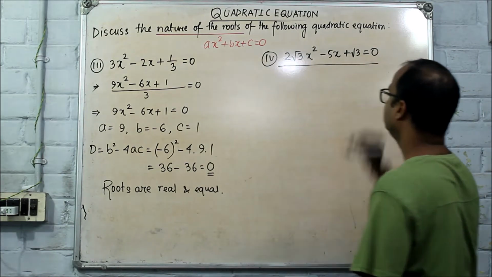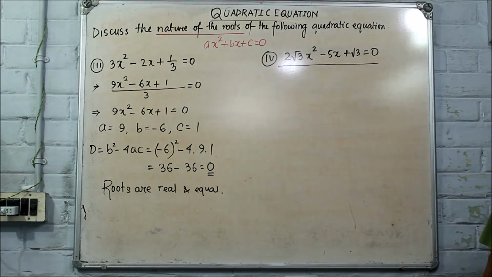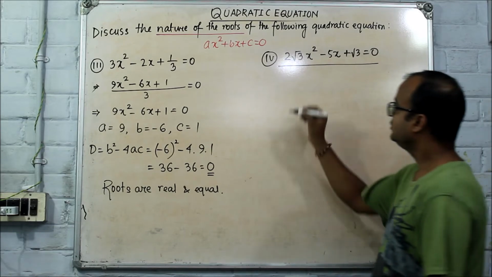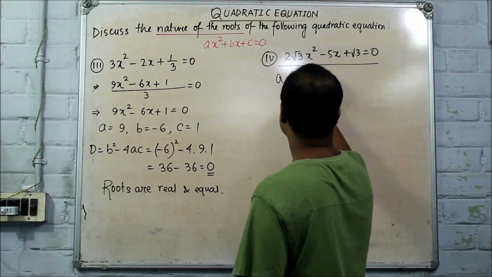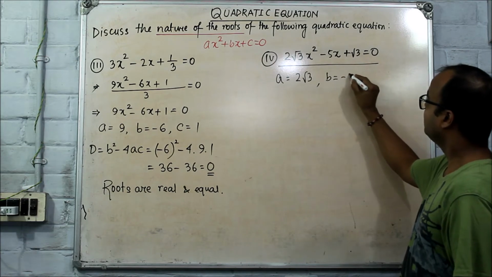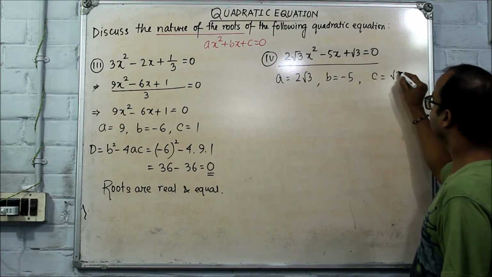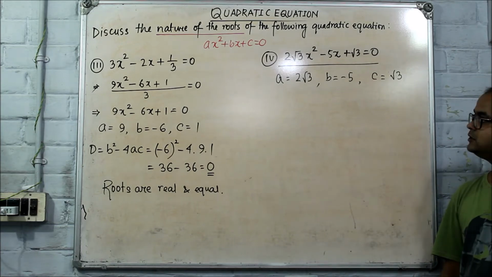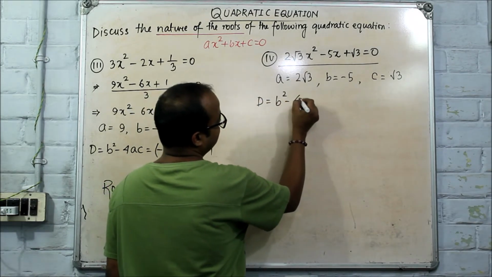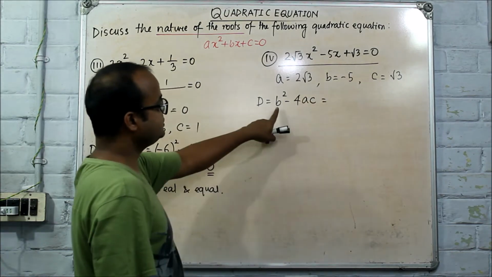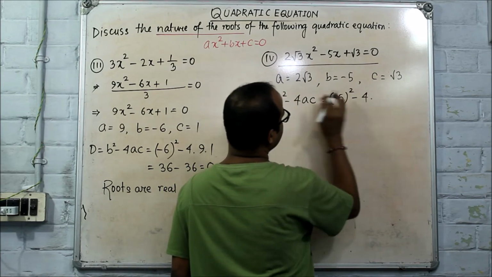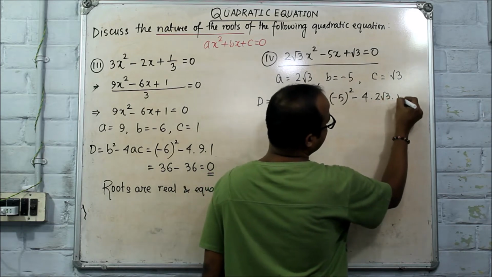Let us discuss this problem. 2 root 3 x square minus 5x plus root 3 is equal to 0. So if you compare with ax square plus bx plus c is equal to 0, you get a is equal to 2 root 3, b is equal to minus 5 and c is equal to root 3. Now apply the formula d is equal to b square minus 4ac. So b square, substitute the value of b as minus 5 square minus 4 into a into c.